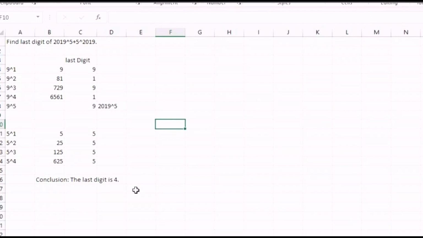And 5 raised to 1 is 5. As you can see, everything is raised. 5 raised to 4 is equivalent to 5. So the sum of 9 and 5 is equivalent to 14. So our conclusion is the last digit is 4 of 14.